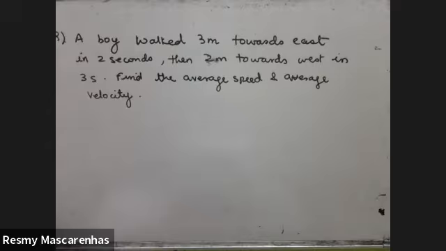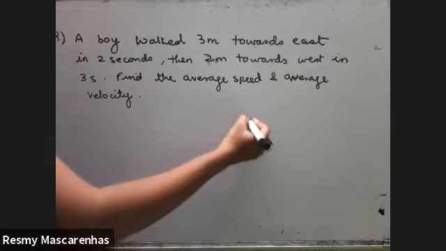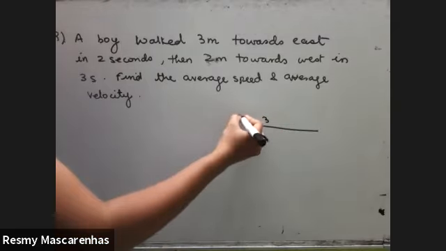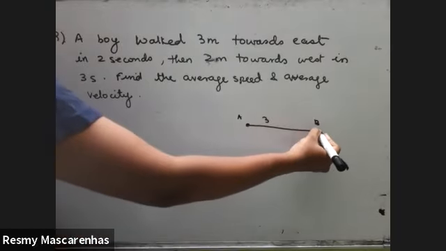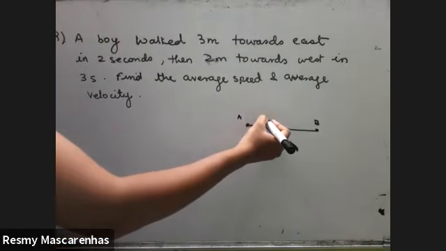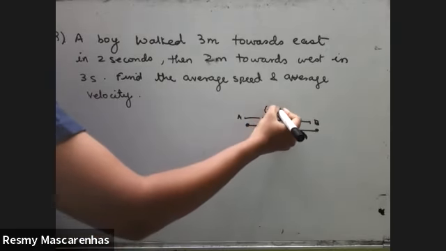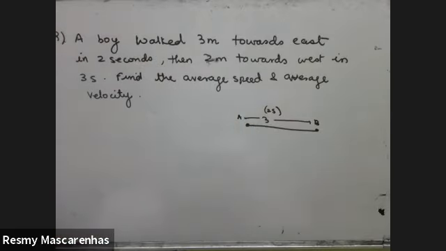Okay, read the question. No, you just try to frame this. He started over here, suppose. Now he came here. He traveled 3 meters. So the total distance covered is 3 meters in 2 seconds. How much time did it take? 2 seconds.